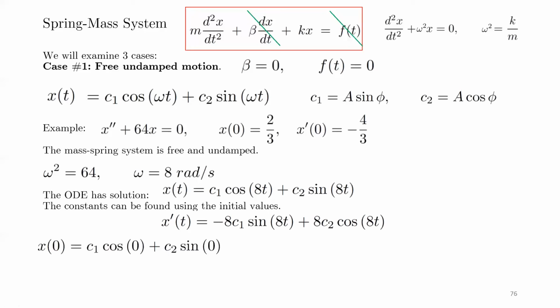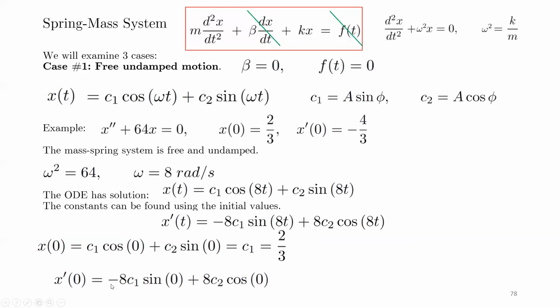So my initial condition on x, when t equals 0, I get C1 times cosine of 0, which is just 1, plus C2 times sine of 0, which is 0. So I just get x at time t equals 0 is C1. And my initial condition was 2/3, right? X at time t equals 0 is 2/3. So C1 equals 2/3.